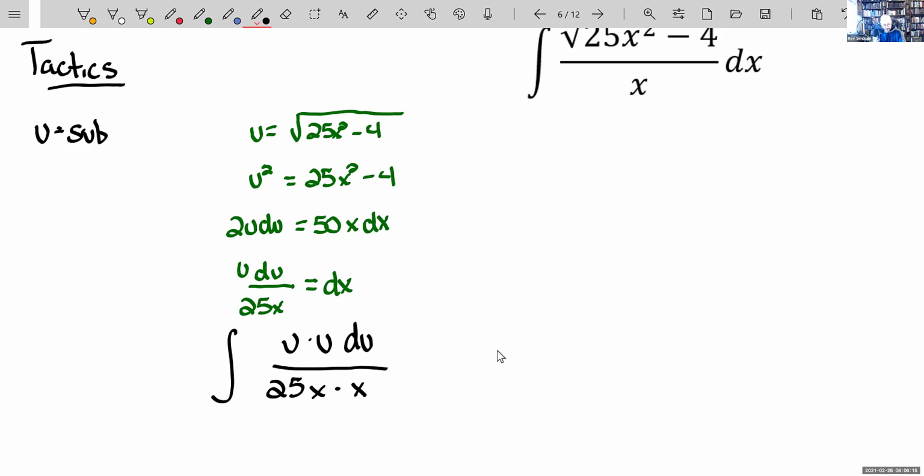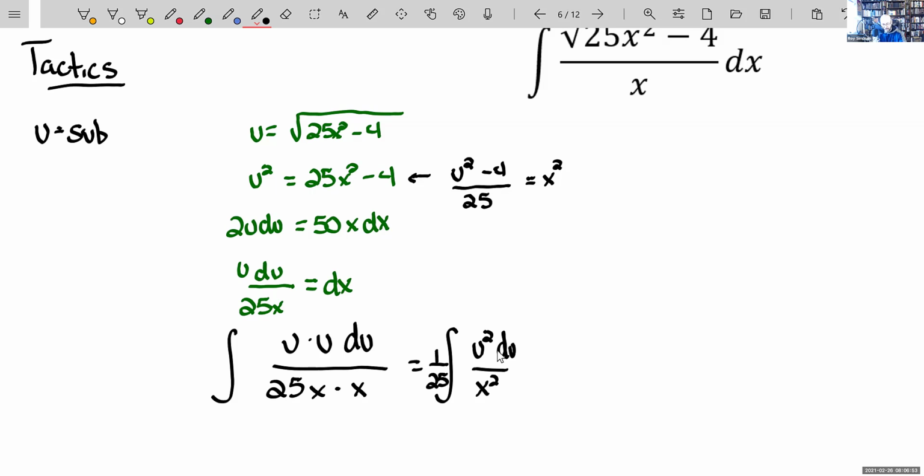Actually, this is a decent substitution. Now I'm looking at it, right? We have that x downstairs, and we have the 25x. So this would be the integral of u squared du. I'll move the 1/25 out front, over x squared. Now, you might be able to do something with this because I can solve that equation for x squared. It's a bit ugly, but you could totally do it. You could say, oh, that's u squared plus 4 divided by 25 is equal to x squared. And you can make that substitution.